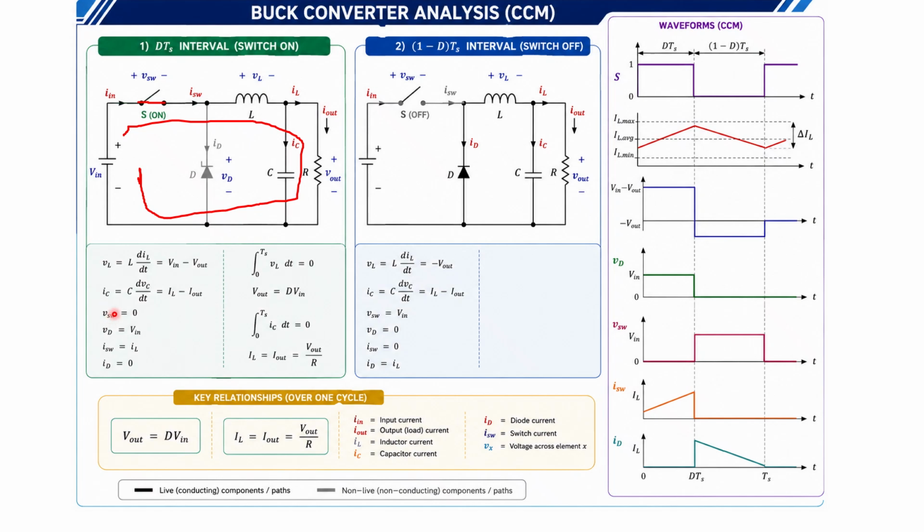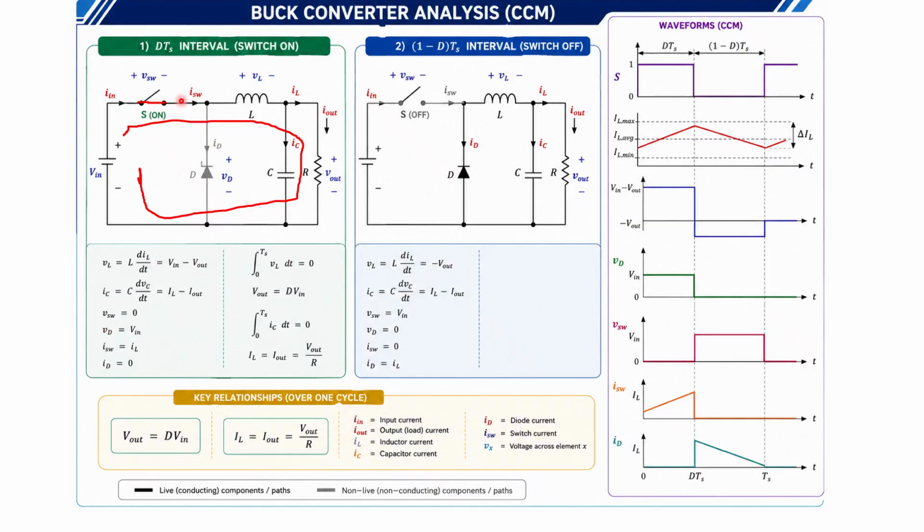Now the voltage across the switch. During the turn on condition, the switch acts as a short circuit, so the voltage across the switch is 0. Then VD is the voltage across the diode. The diode is in reverse biased condition, so it acts as an open circuit. The voltage across it is equal to the supply voltage, because the diode is directly connected across the supply. So VD is equal to Vin.